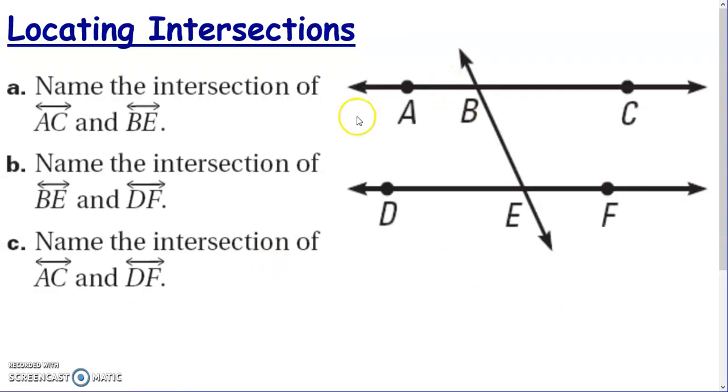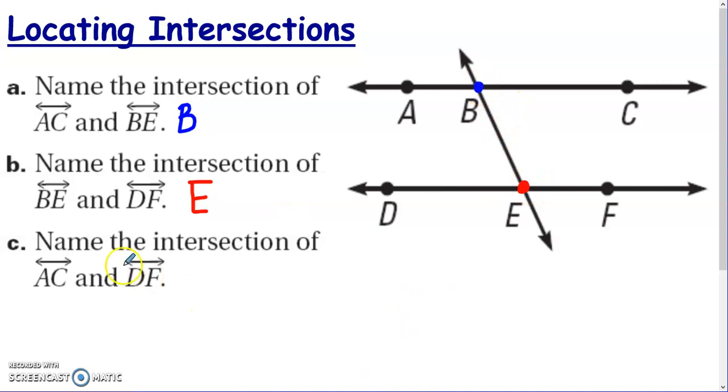So name the intersection of line AC and line BE. So here we have line AC, here we have line BE, and they intersect at point B. Make sure that you write a capital B since it's a point. B, name the intersection of line BE and line DF. So BE and line DF intersect at point E. Right here.